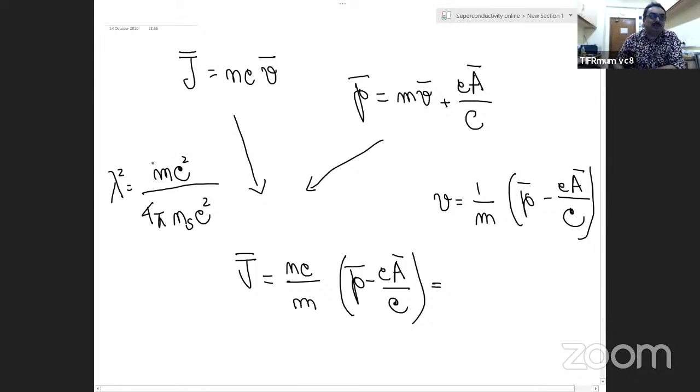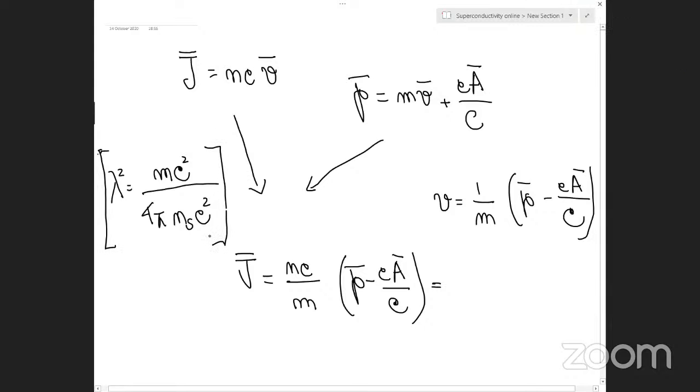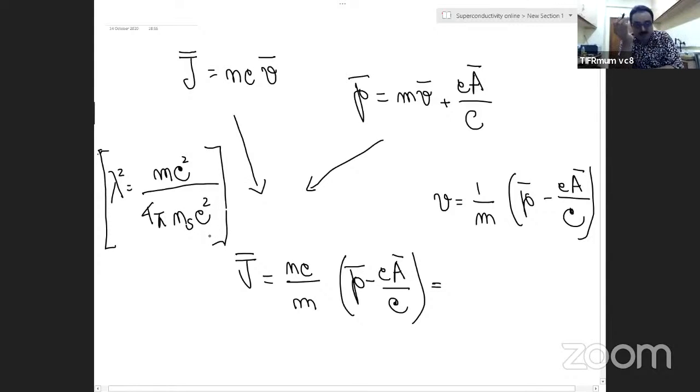Now, whether you are working with one electron or two electrons, it will remain the same, because if you are working with one electron, m is one electron mass, e is one electron charge, and ns is the electron density. On the other hand, if you take a Cooper pair, then m becomes twice the electron mass, e becomes twice the electron charge, so you get 4 here. But then the density of Cooper pairs is half the density of the electrons, so that 2 cancels. So this remains exactly the same. So when you are calculating penetration depth, it doesn't matter whether you have Cooper pairs or normal electrons.